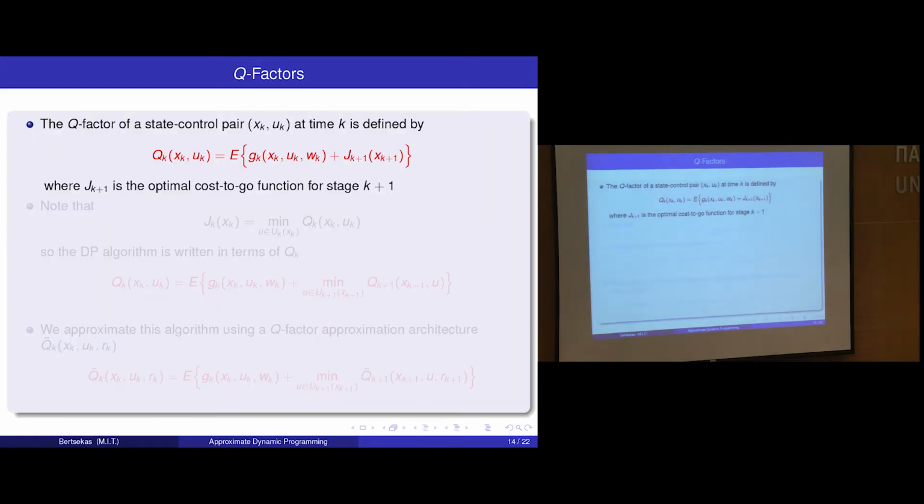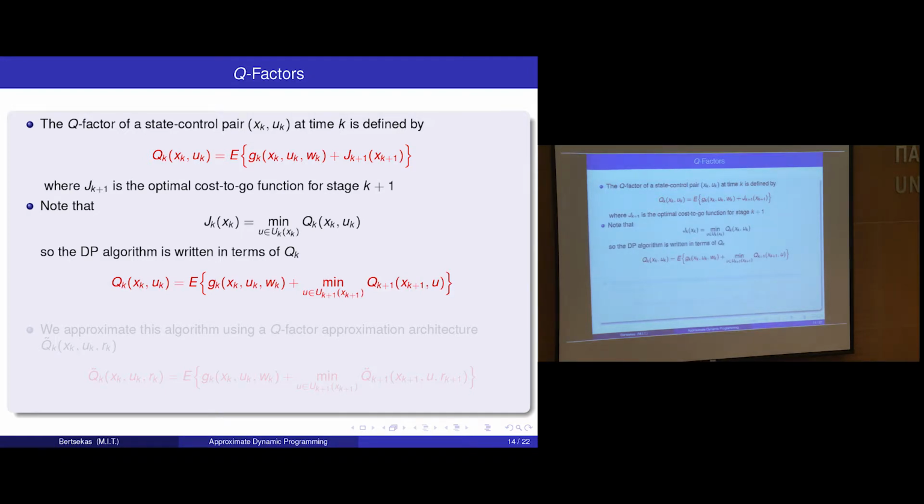Now, what's a QFactor? A QFactor is a function of a state and control pair. So the QFactor QK at state xk and control uk is just the right-hand side expression in the dynamic programming algorithm. It's just the current stage cost plus the optimal cost to go at the next stage and next state. Okay, so you recognize this expression from the dynamic programming algorithm, but the difference is that it's not a function of the state only, it involves state and control. And that's the definition of it, and this is the exact QFactor.